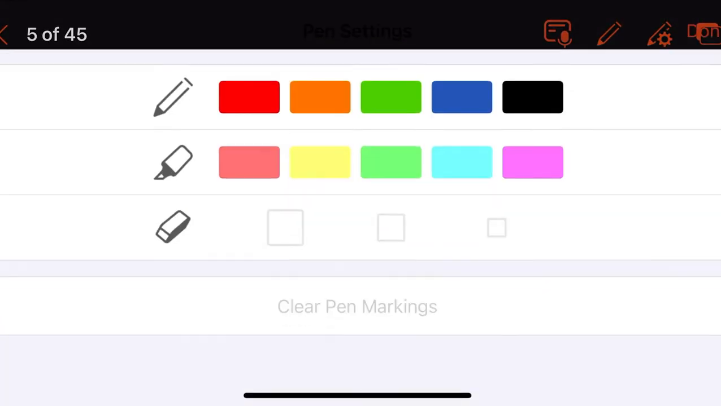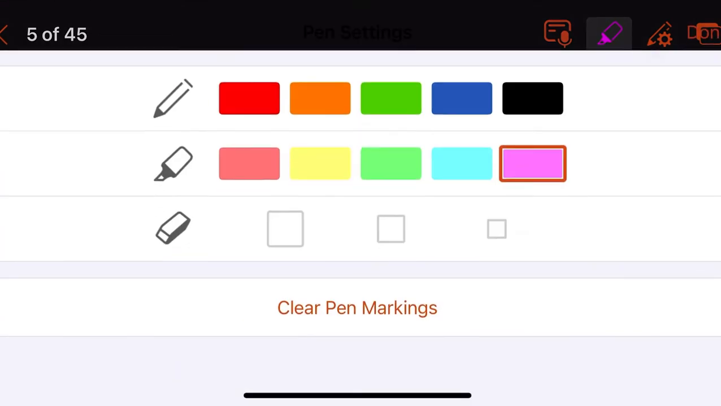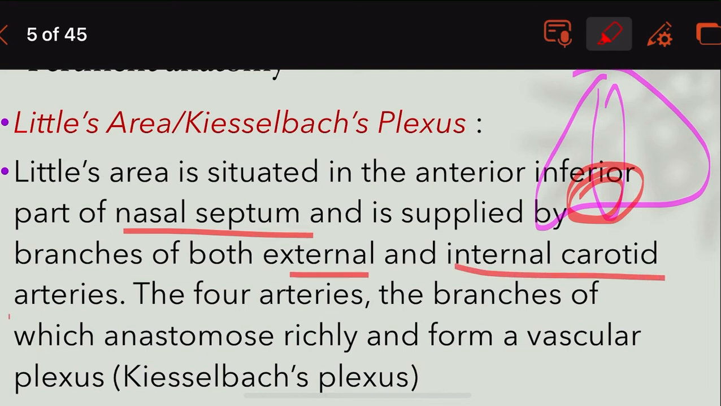So guys, here this is the nose, this is the nasal septum. It is situated in the anterior and inferior part of the nasal septum. And it is supplied by the branches of the external and internal carotid artery, both external and internal carotid artery. The branches of four arteries anastomose richly, and they form a vascular plexus here.